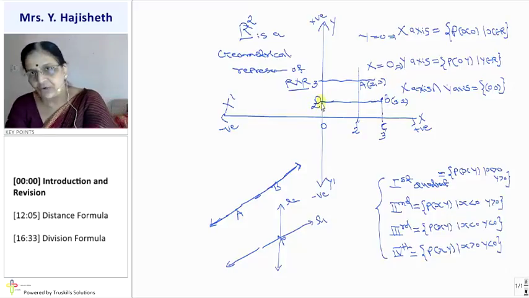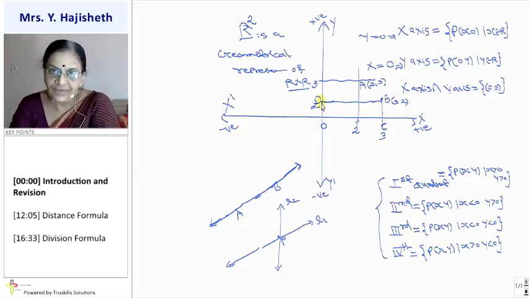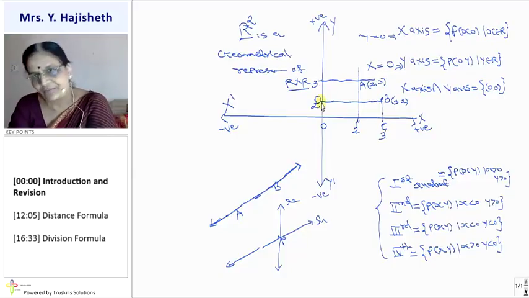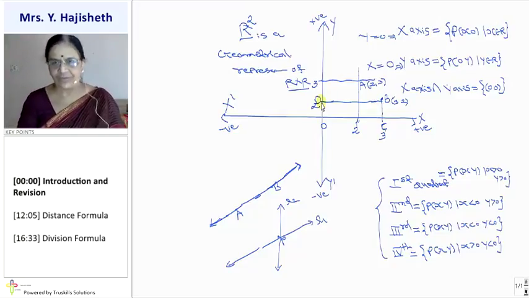So are you clear how to determine the position of a point in a plane if an ordered pair is given, and if a point in a plane is given, how to determine its coordinates? Are you clear? Everything you have learned in your 9th and 10th, still I am revising so you can recall the things back.